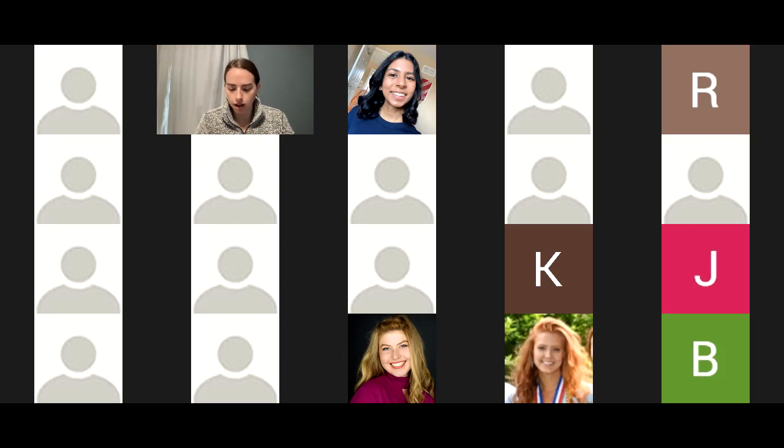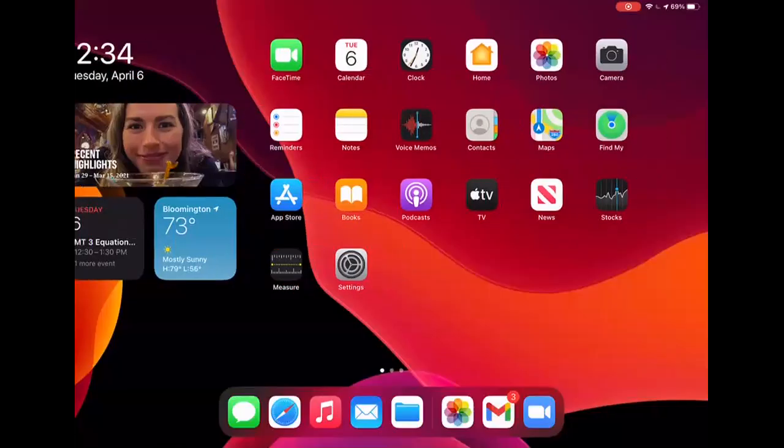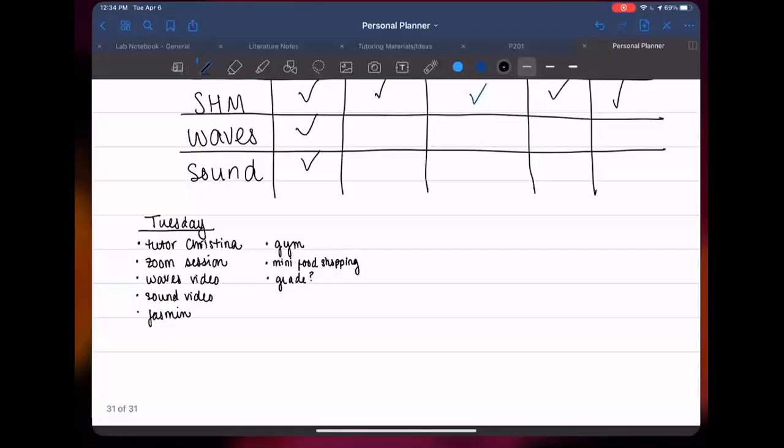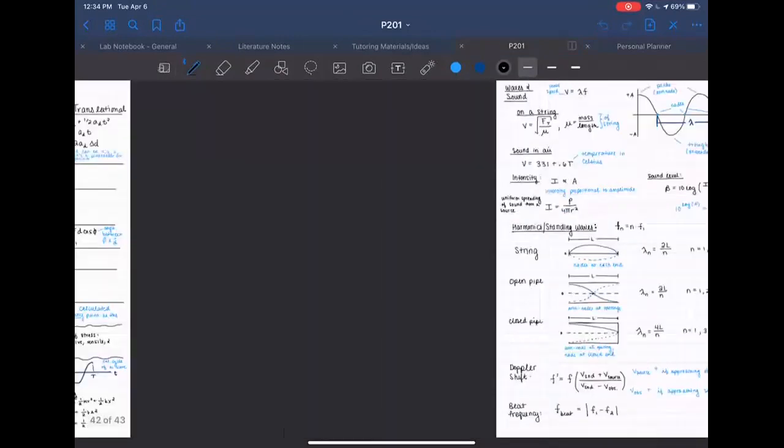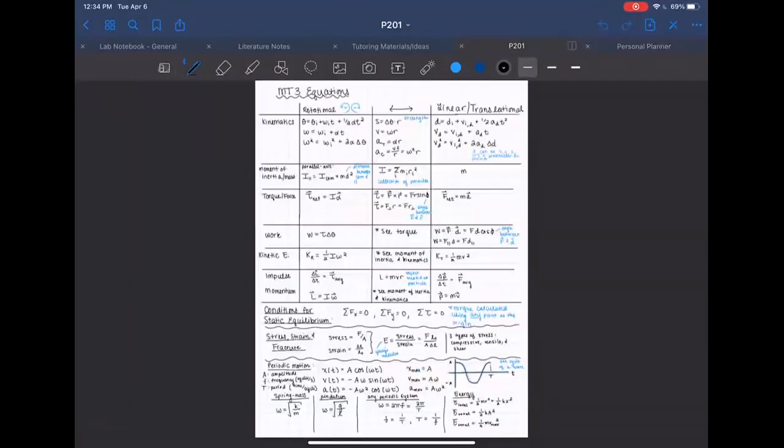So let me share my tablet, because that's where I have my stuff located. Okay, so this is a lot. I'm going to zoom in and go through each section step by step.